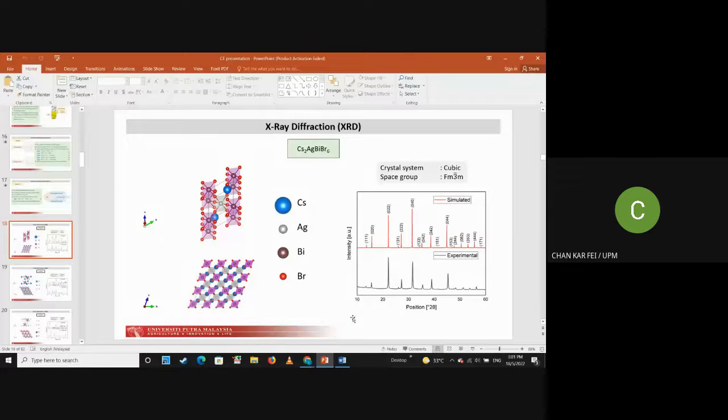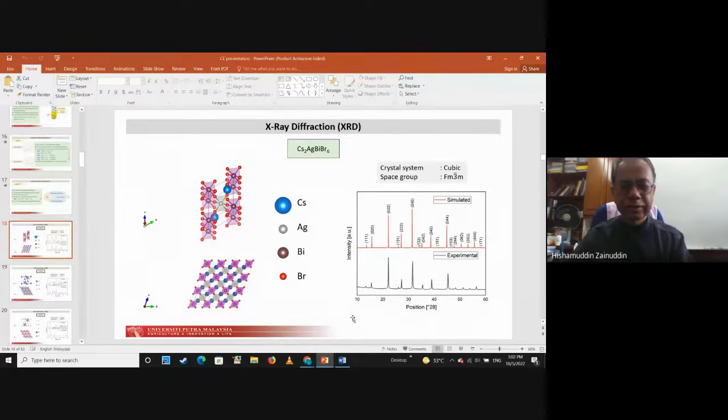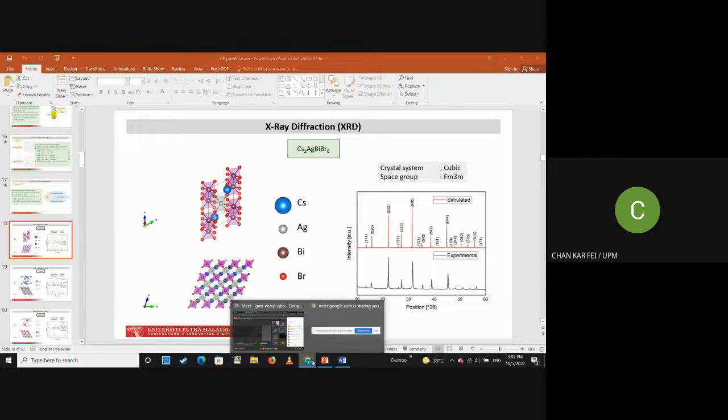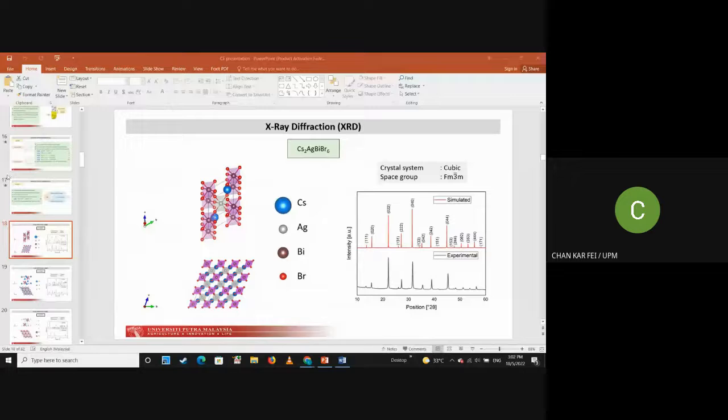Hi, Prof. This is Chan Ka-Fai. I have one question for Lo. I just want to know what is your expectation for the TGA? You are talking about thermal stability. What do you mean by thermal stability?